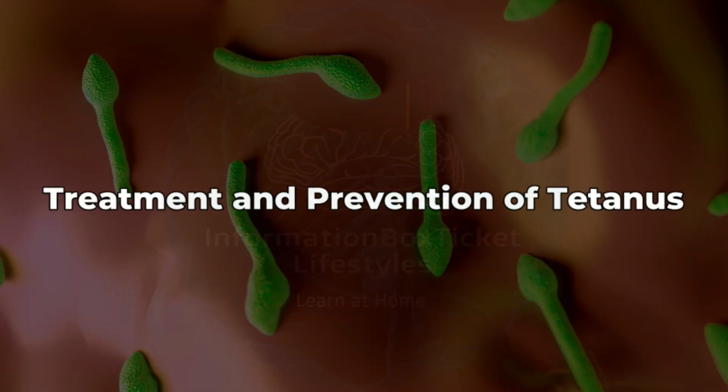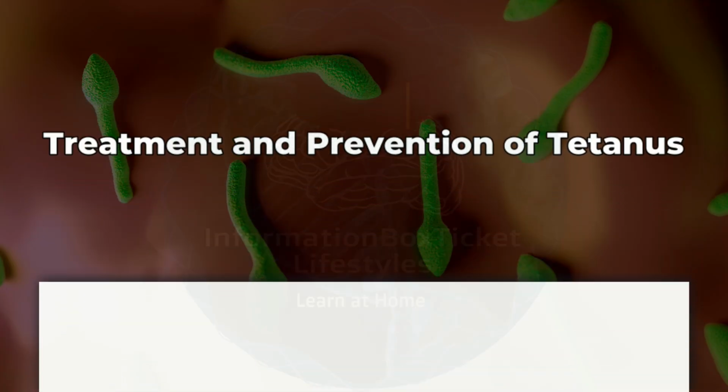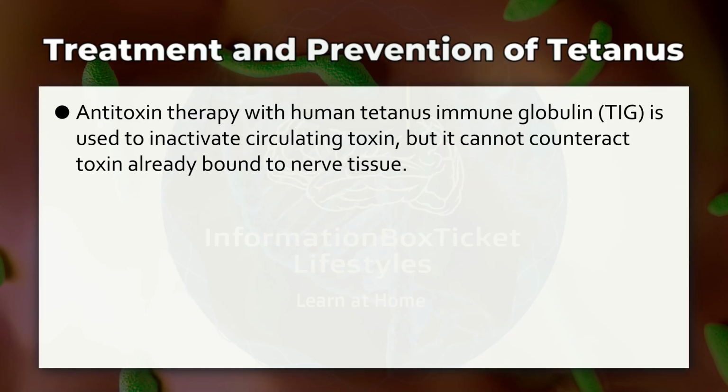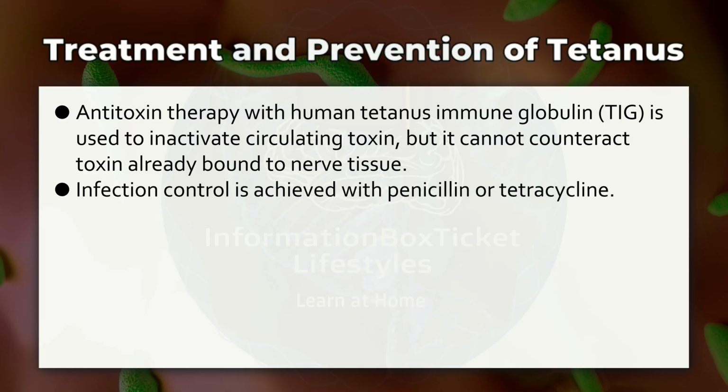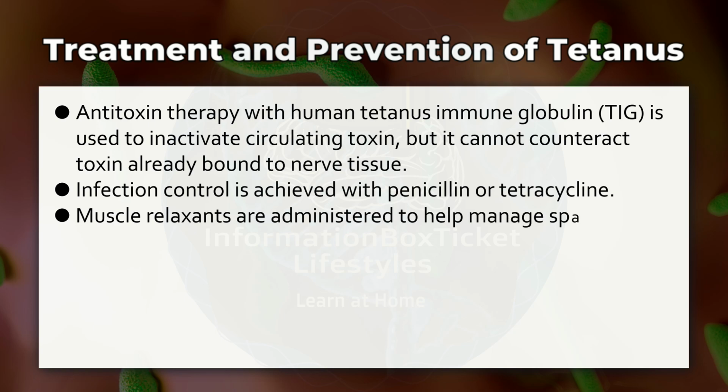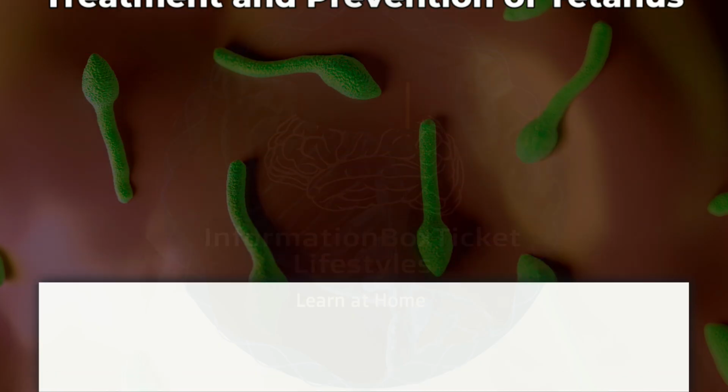Treatment and prevention of tetanus. Antitoxin therapy with human tetanus immune globulin is used to inactivate circulating toxin, but it cannot counteract toxin already bound to nerve tissue. Infection control is achieved with penicillin or tetracycline. Muscle relaxants are administered to help manage spasms and rigidity.